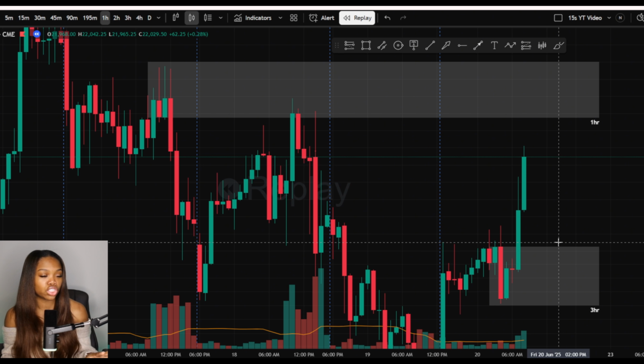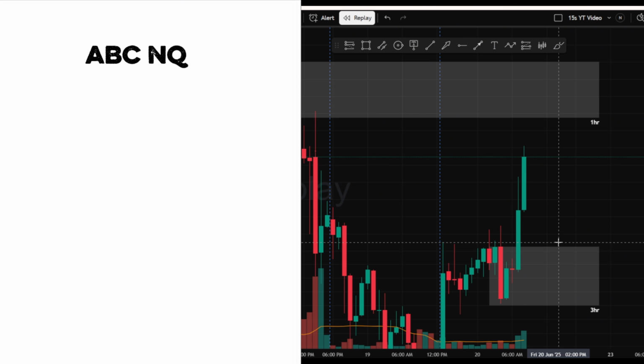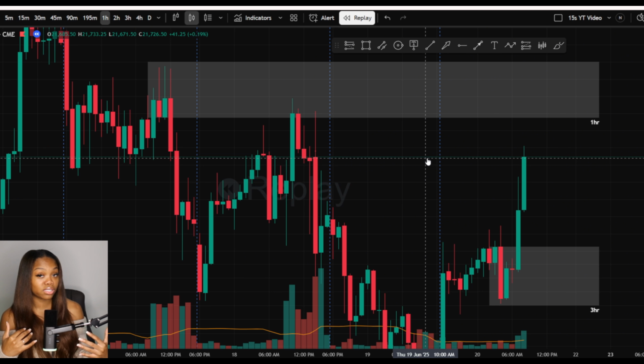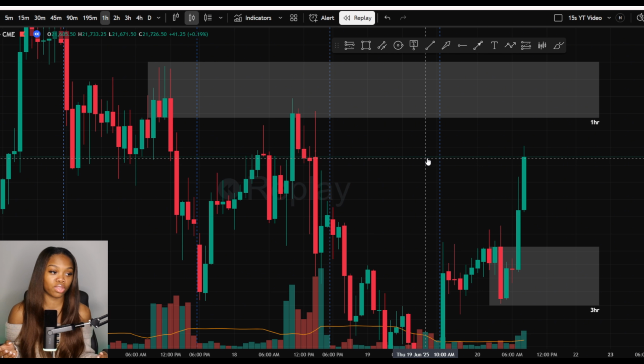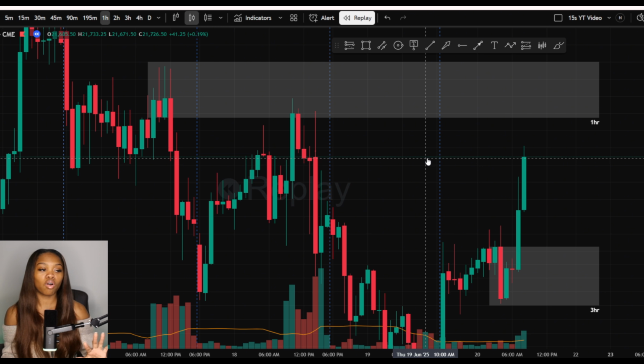Now I'm going to use this chart. This is going to be from June 20th at 9:30 a.m. EST. And for the first strategy, let's just call this the ABC NQ strategy. Now I use order blocks. I call them supply and demand zones, whatever. I know a lot of traders use those as well. They might call them order blocks, whatever. So let's just use that for this example.